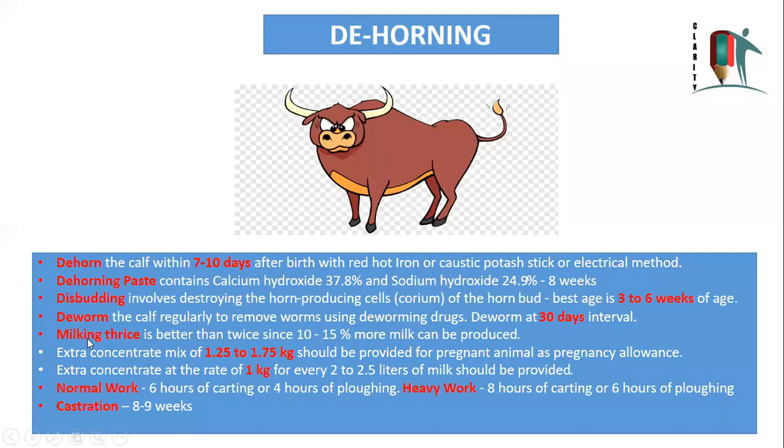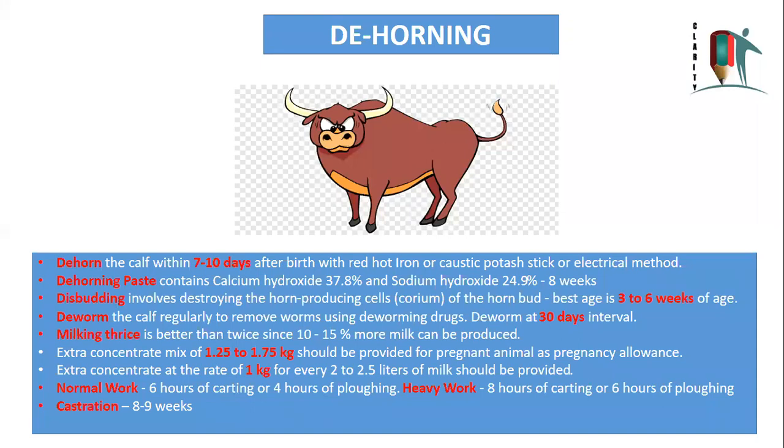Milking should be done thrice. The best milking is thrice. This is very important because we all know that milking should be done twice a day, that is morning and evening. But that is not the ideal case. The ideal case for milking is thrice a day. That gives the maximum yield. So this is very important. You need to remember that milking should be done thrice a day, right?